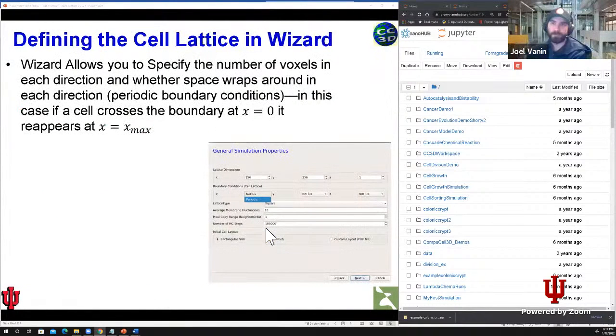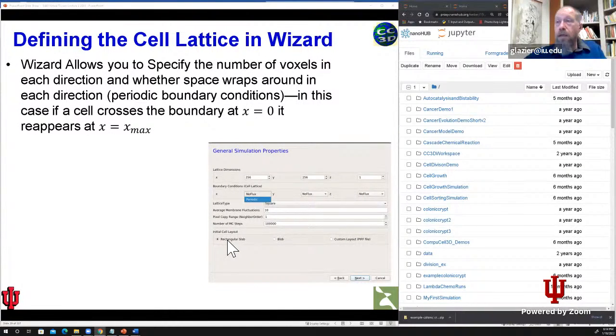Okay. So when we run a new simulation, remember last week we used Wizard to create a new simulation. When we do that, Wizard will ask us how big the lattice should be in X, Y, and Z directions. So 256 by 256 by 1 is a two-dimensional simulation, 256 by 256. But I could make it 256 by 256 by 10, which would be sort of a pancake.